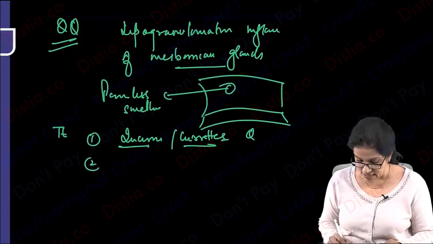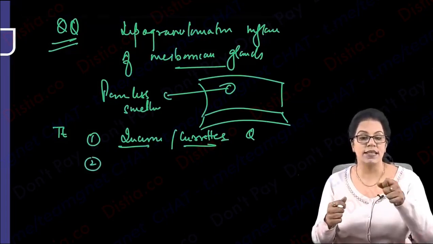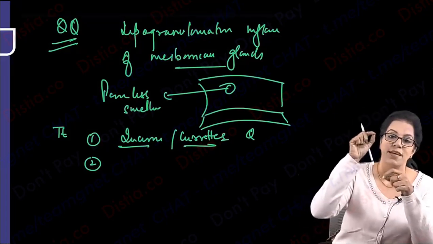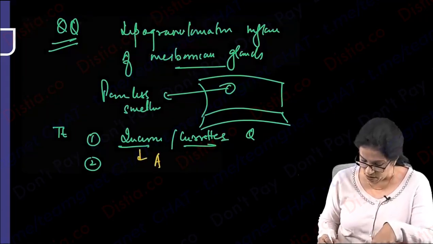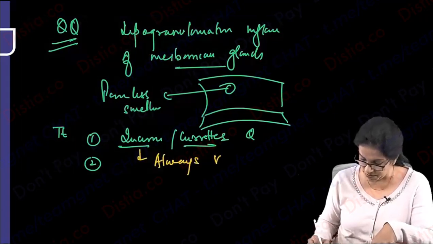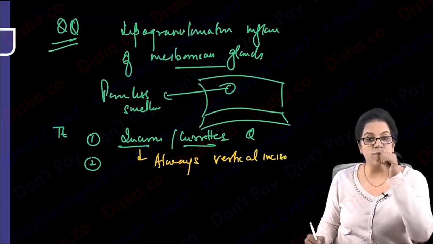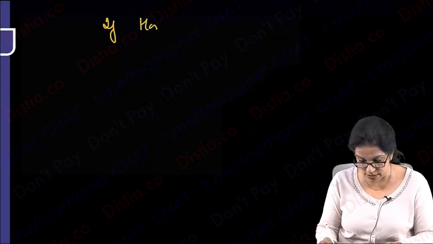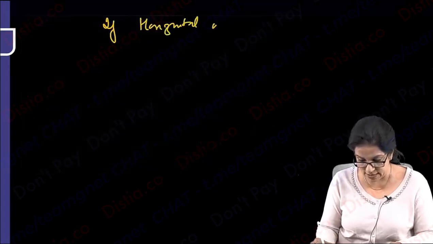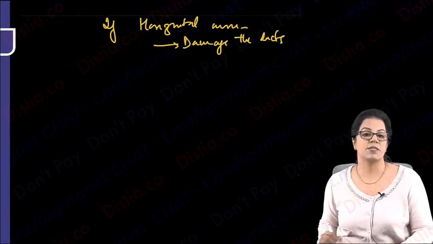Secondly, whenever you are giving an incision and taking out a chalazion with a chalazion clamp, put the clamp. Very, very important point, all of you. It should always be a vertical incision. Why? Because the ducts of the Meibomian glands are all vertical. So if I put a horizontal incision, in that case, we will damage the ducts. So we go for vertical incision.